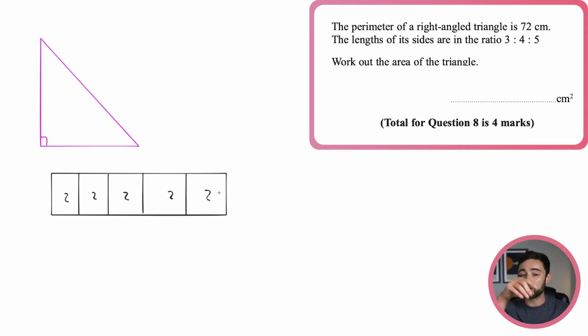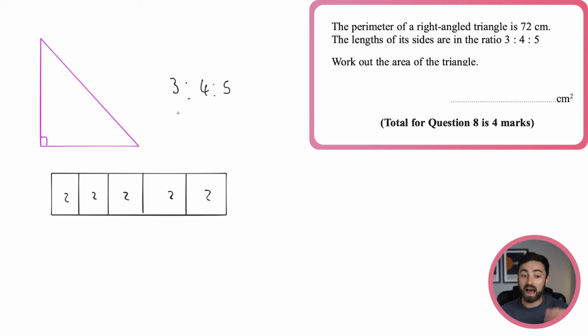This is exactly what we're doing here, because if you think about it, the perimeter of a triangle is going to be whatever this side is, plus whatever this side is, plus whatever this side is. So in total, they have 72, right? So the ratio here is 3 to 4 to 5.